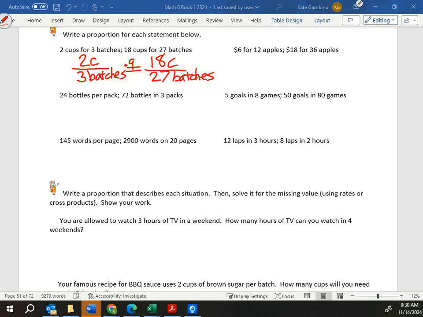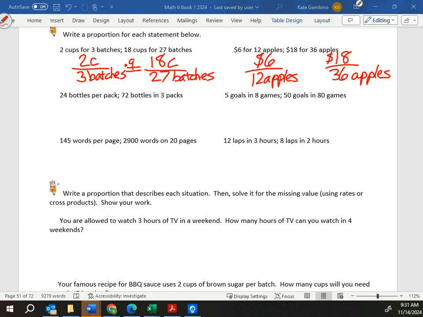Let's look at our next one. What would my rate be? James? $6 and 12 apples. $6 for 12 apples. What would my second rate be? Lexi? $18 with 36 apples. How do I know that these are proportionate? Bennett?